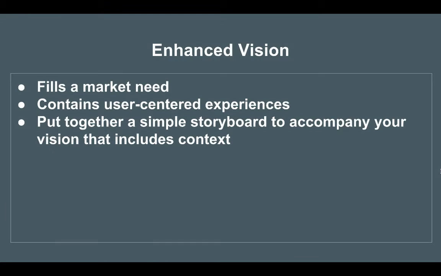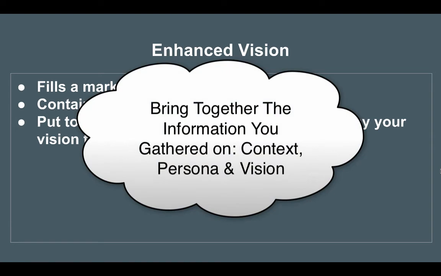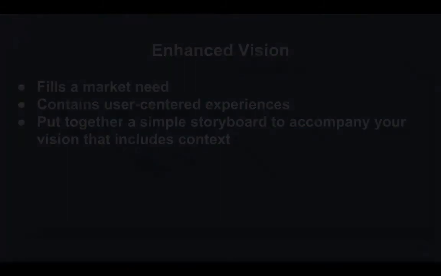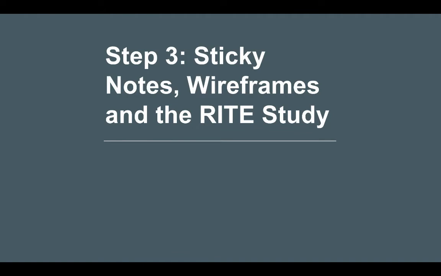Take a moment to enhance your app vision by reflecting on information gathered from research, categorizing your app vision, and putting together a rough storyboard that brings the context, persona, and vision together. Your initial storyboard will provide you with a reference for your app wireframes. During this step, you will start to narrow your vision, prioritize user needs, and app features you will design for.